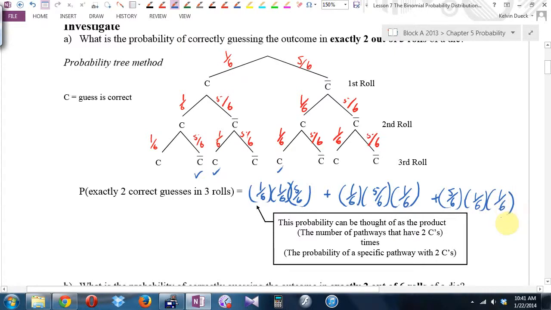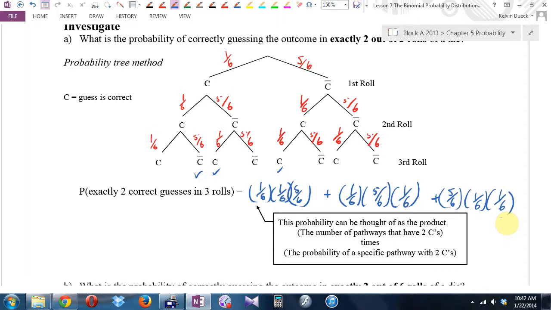First thing, what do you notice about each of those 3 terms? What do you notice about the fractions in them? They are the same. I get the same, a different order, but the same pattern. So I wrote down here, actually, we can think of this in a different way. We can think of this as the product of the number of pathways that have 2 C's times the probability of a specific pathway with 2 C's.